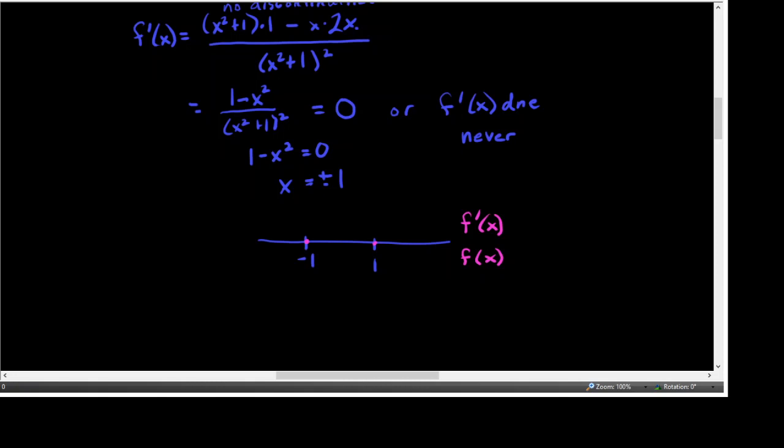So if I put in a number to the left of -1, like -5, the denominator, no matter what, is going to be positive. -5 squared is 25. 1 minus 25 is negative, divided by always positive. Negative divided by positive is negative. Then I could let x equal something between -1 and 1, like 0. 1 minus 0 is 1, so positive over always positive is positive. And then pick a number to the right of 1, like 2. 1 minus 4 is negative, divided by always positive, that's negative. So that implies that the function is going to decrease when the first derivative is negative and increase when the first derivative is positive.